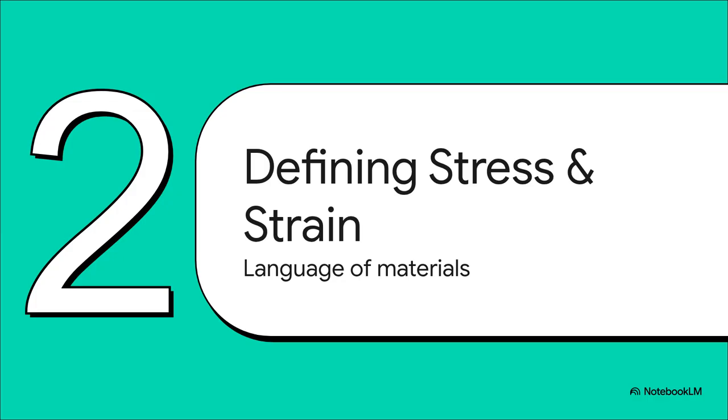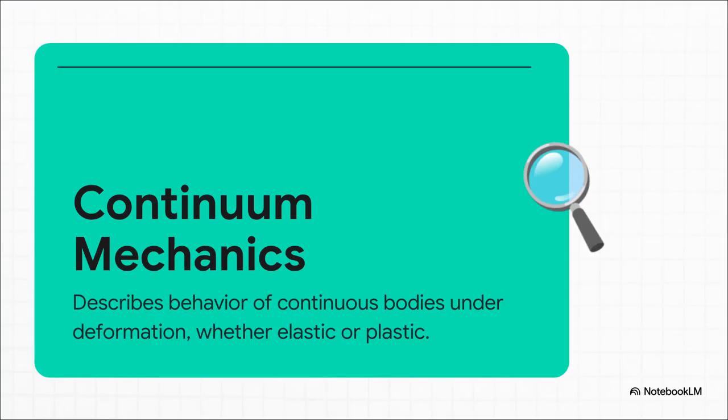Now, to really get a grip on this stuff, we need to speak the language. And in the world of material science, that language is built on two absolutely fundamental concepts: stress and strain. The whole field that covers this is called continuum mechanics. Now, that sounds super fancy, I know, but the core idea is actually pretty straightforward. It lets us ignore the trillions of individual atoms and instead treat a solid object like one single continuous thing. Trust me, it makes the math way, way easier and lets us predict what's going to happen.